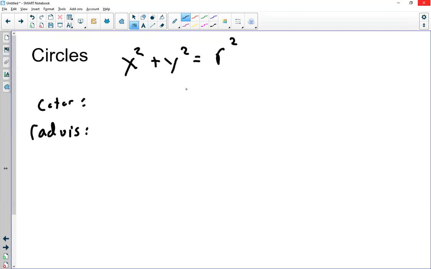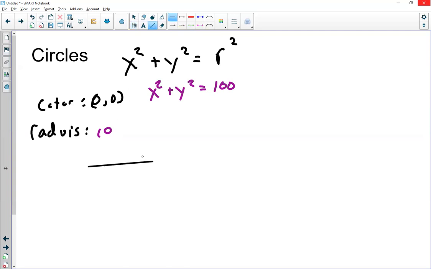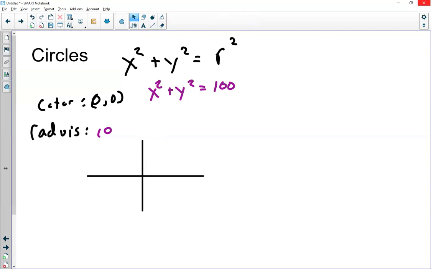Let's say the equation here is x squared plus y squared equals 100. What is the radius in this case? 10, because we have to square root it. So the radius is 10, and the center is always 0, 0 for us. When you graph something like this, your center point is the origin. Make sure you go 10 up, 10 down.